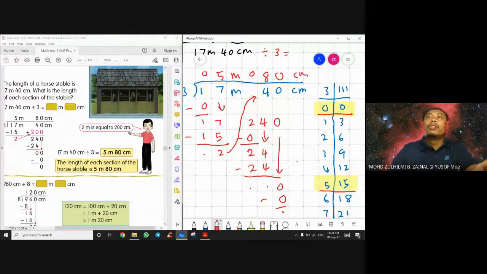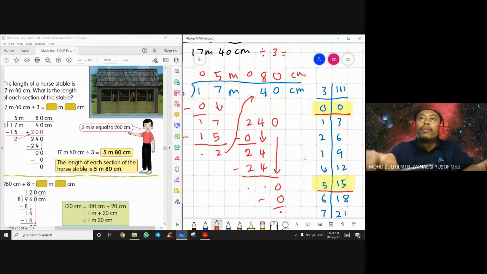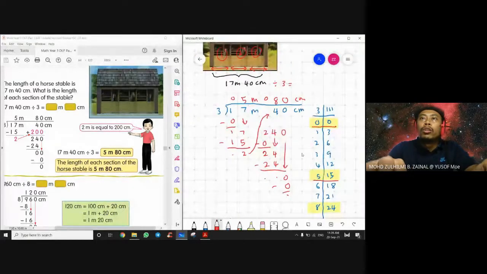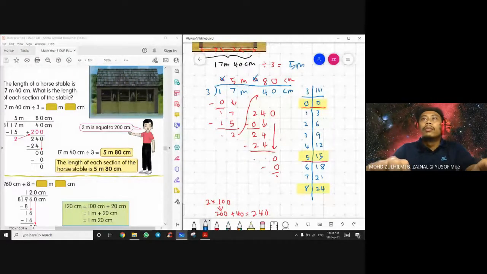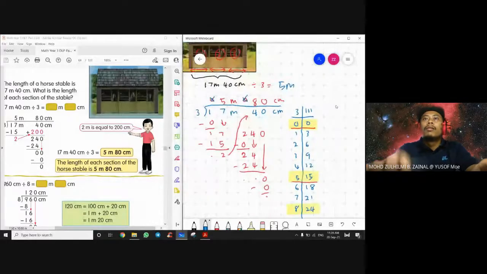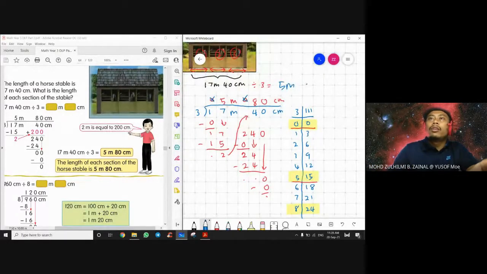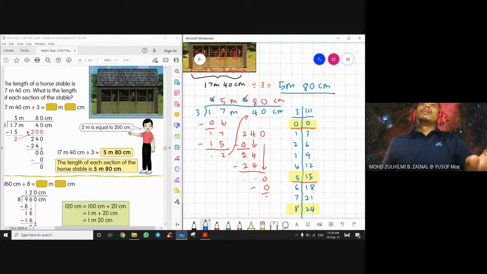The answer is in centimeters. Okay, don't be confused. The 0 in front you don't need to take. So you just take 5 meters and 80 centimeters as your answer. 5 meters, 80 centimeters. So this is your answer. 5 meters and 80 centimeters for a section of that horse table.